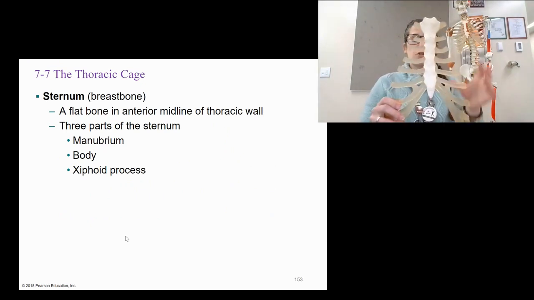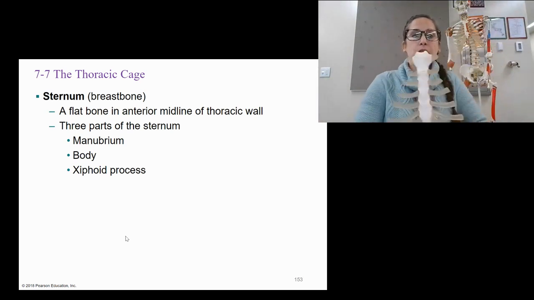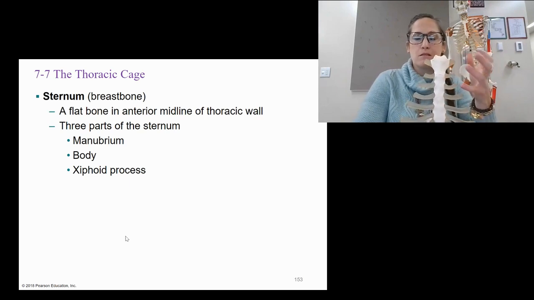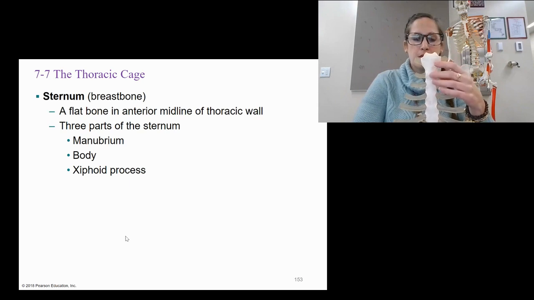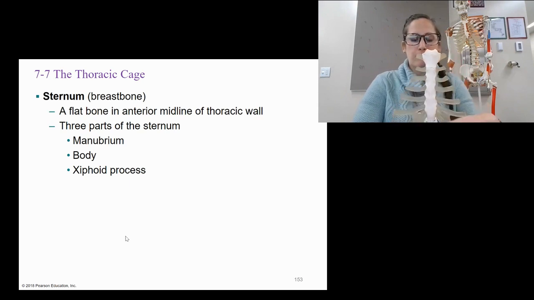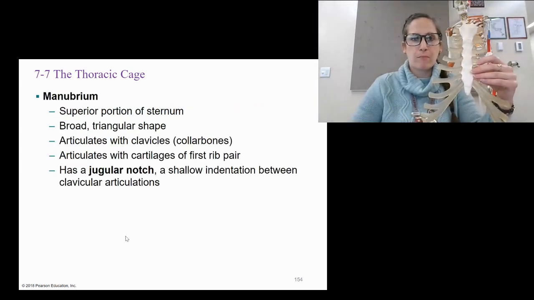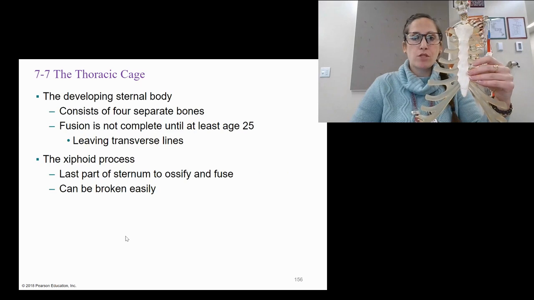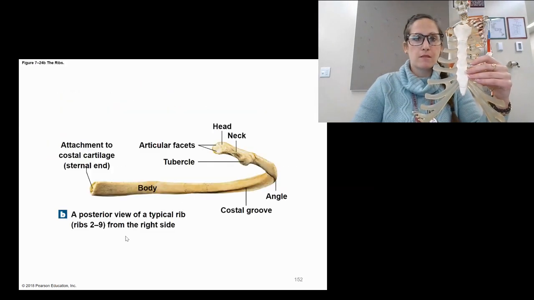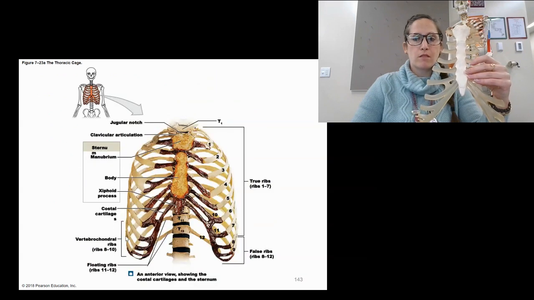Next, we have the sternum or the breastbone, and that is this bone right here. It is actually 3 bones that have fused. So there are 3 segments to the sternum. This superior portion is called the manubrium. The main portion is called the body, and this pointy portion at the bottom is called the xiphoid process. Okay. There are a few markings that we do want you to know on the sternum.